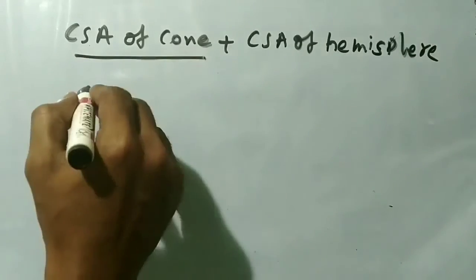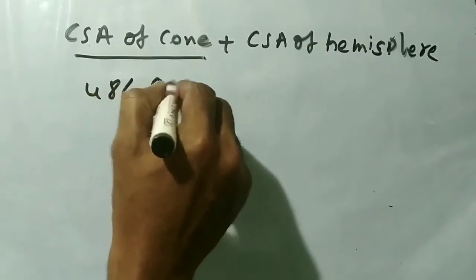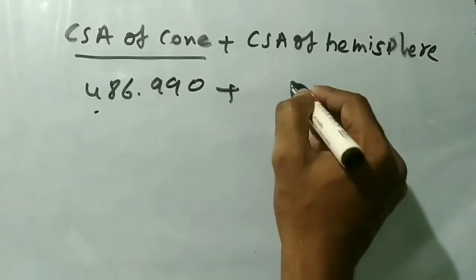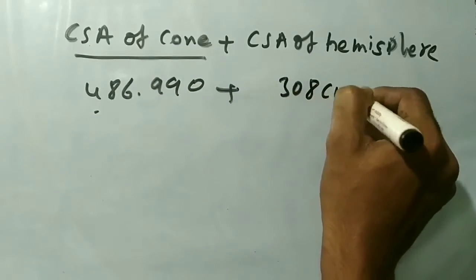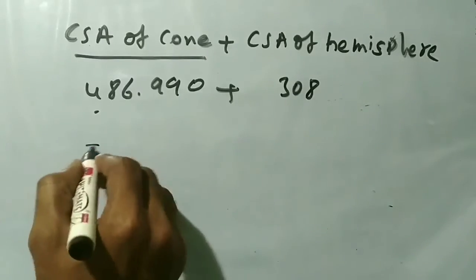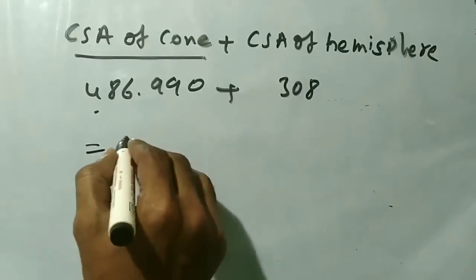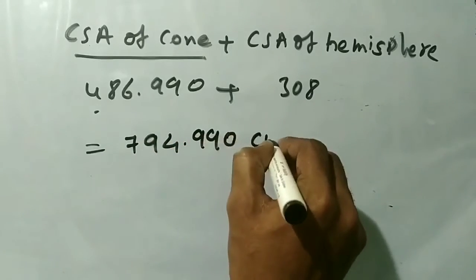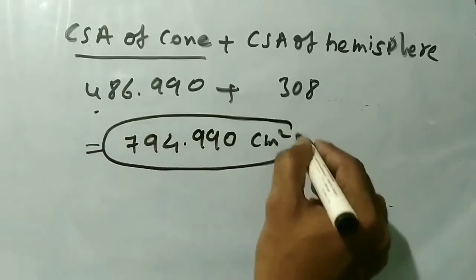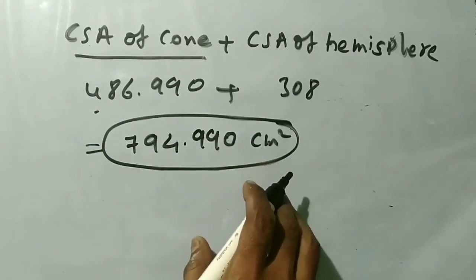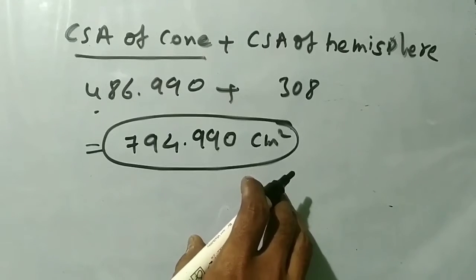CSA of a cone is equal to 486.990. I got this from the calculator, and the CSA of the hemisphere is nothing but 308. Just now we had done this in centimeter square, so we will write the units at the end. So we get the value 794.990 centimeter square, which is the curved surface area of the toy, which is a cone mounted on the hemisphere.